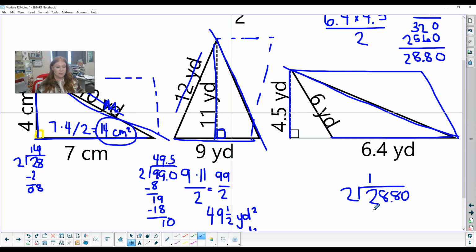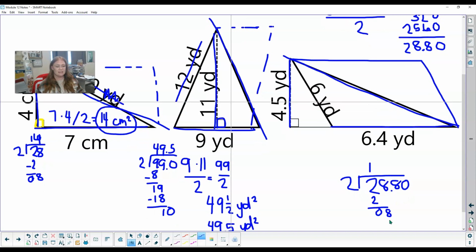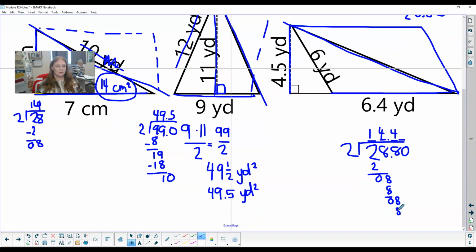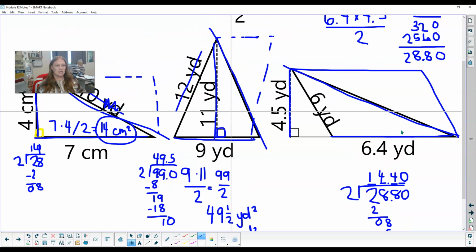So that goes in there 1 time, which is 2. 0 left, bring down the 8. That goes in there 4 times, right? I need something above each number. So that goes 8 and 0 left, bring down the next 8. Also goes in there 4 times, which is 8. And bringing down the 0 goes in there 0 times. So this is 14.4 yards squared. Make sure you get those labels on there.